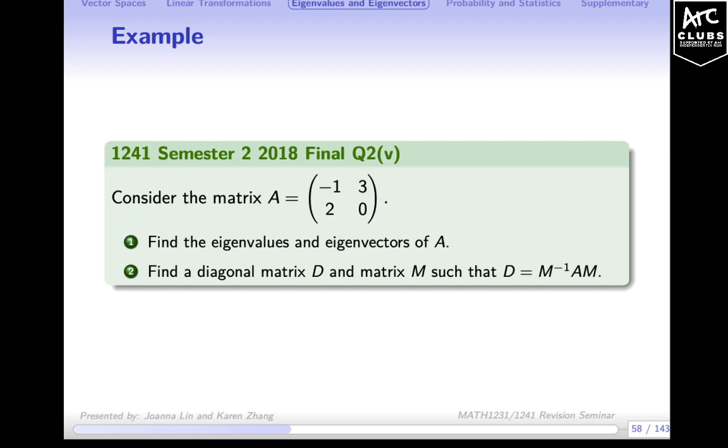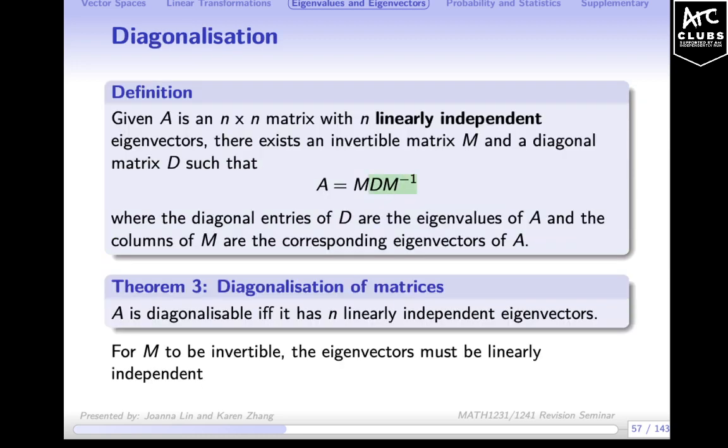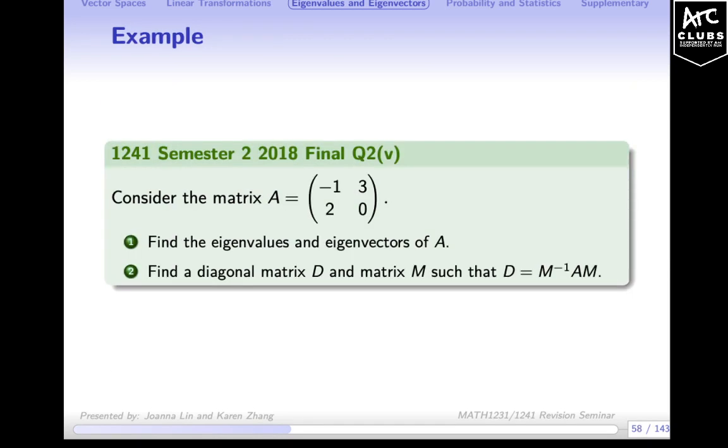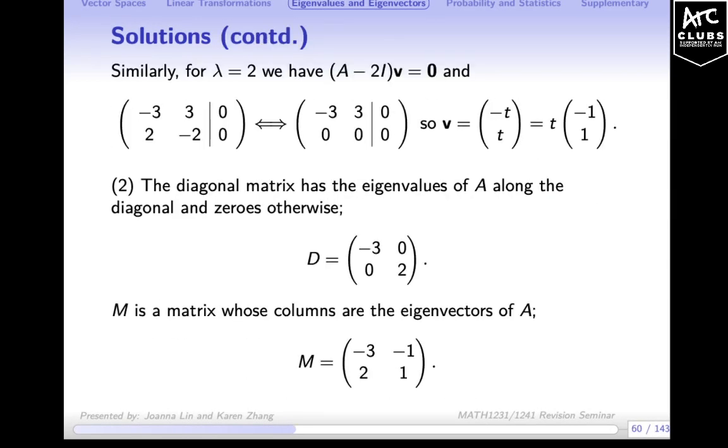I'll just talk about question 2 right now. It says to find diagonal matrix D and matrix M such that D is equal to M inverse times A times M. Now this is just taking D as the subject in our definition before, so don't be too alarmed if it looks different. We essentially just need to find a diagonal matrix, and we know that the diagonal entries of this matrix are your eigenvalues, so -3 and 2. And M is an invertible matrix with columns that are the eigenvectors of A. So this is the first eigenvector and the second eigenvector that we found. For this question, all you had to do was just state the two matrices. So hopefully pretty simple.